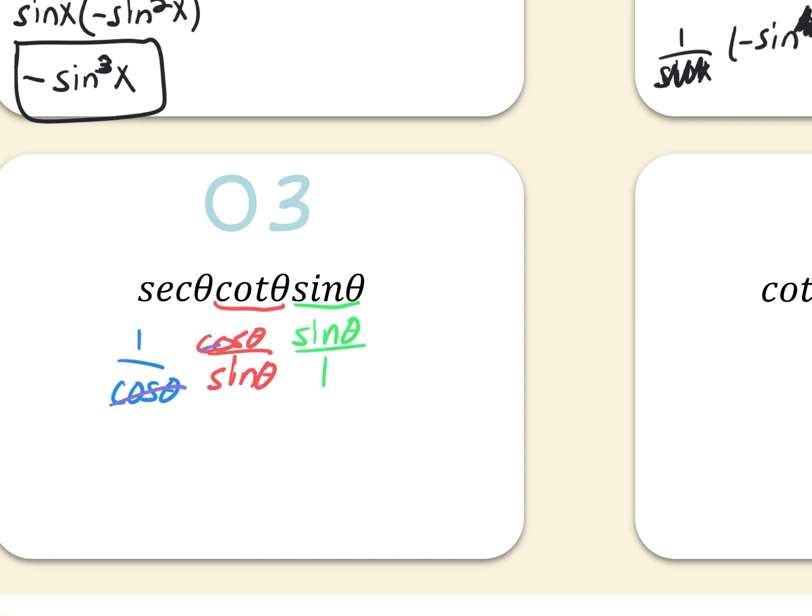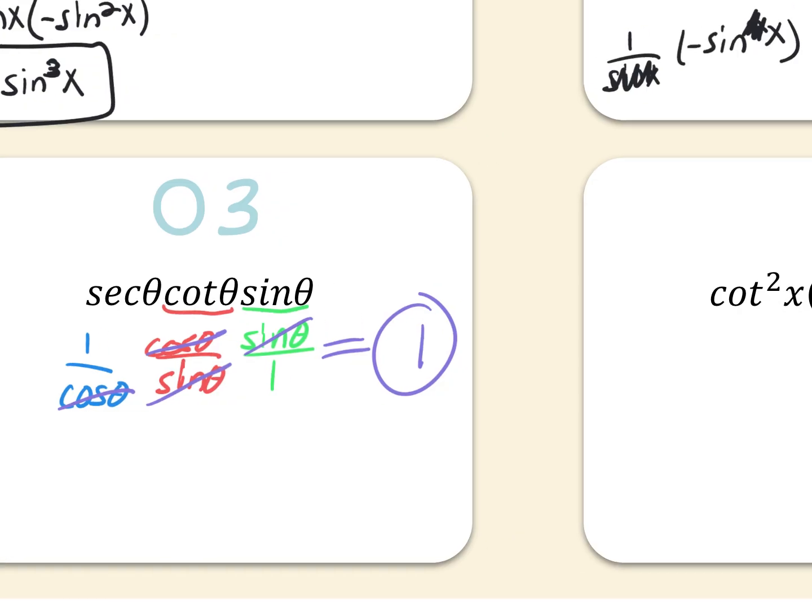There's a cosine on the bottom, cosine on the top, a sine on the bottom, a sine on the top. This whole thing just simplifies to 1. All right? And it doesn't get simpler than that, right? So we could just leave it alone.